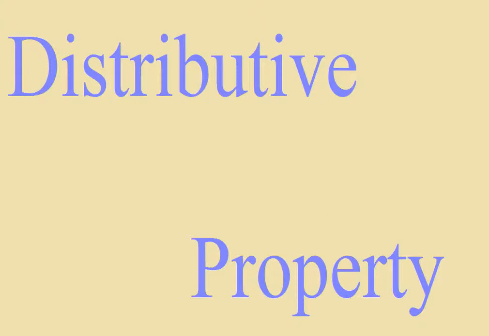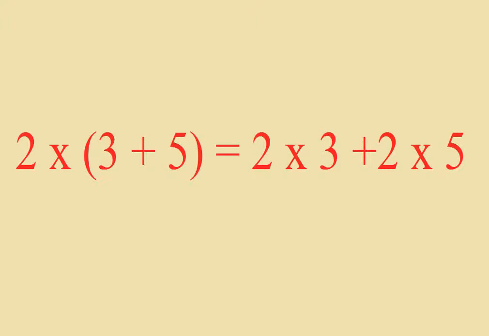Another property of multiplication is the distributive property. It means that the multiplication of a number by a sum is equal to the sum of multiplications of that number for each one of the addends. Let's give an example: 2 times (3 plus 5).